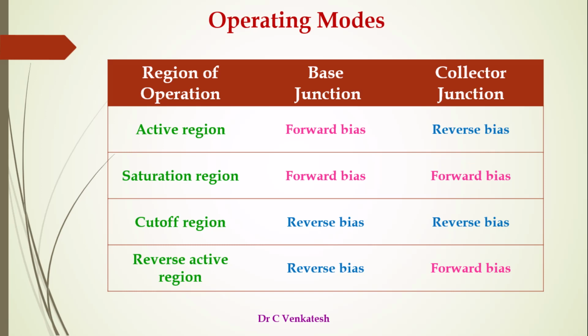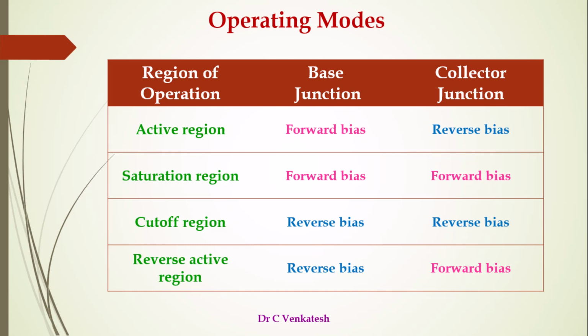The third region is the cutoff region. Both the junctions, base junction and the collector junction, are in reverse biased condition. When a junction is reverse biased, the resistance is very high. So the transistor acts like an open circuit. No current flows from collector to emitter. The transistor is fully off, operating as a switch.